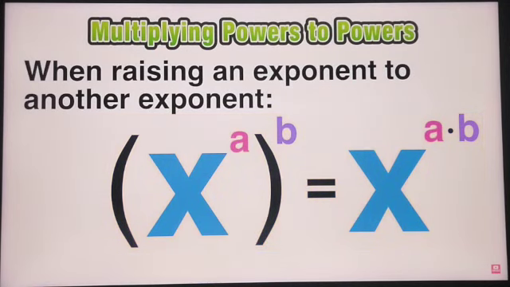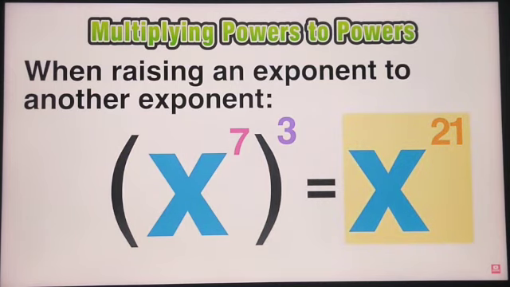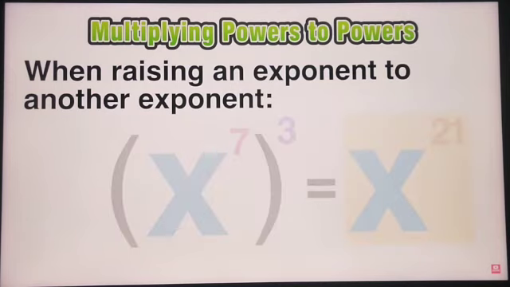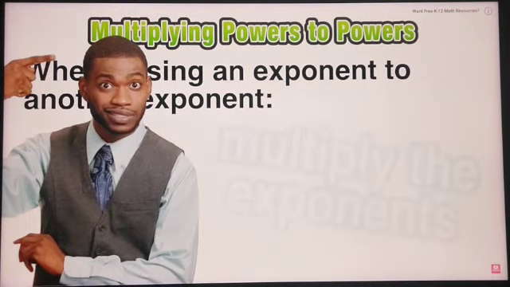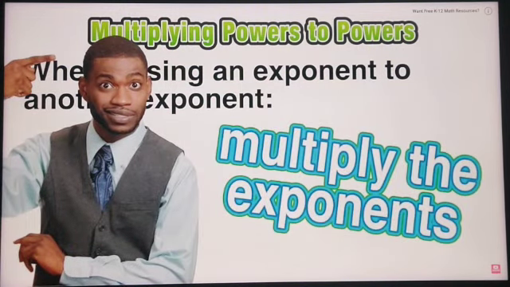So if, for example, we replace those variables a and b with actual numbers, in this case x to the 7th raised to the 3rd power, using this law of exponents, we would have 7 times 3 as our new exponent, which would equal x to the 21st power, which is our simplified form answer. So in addition to understanding the concept, the main part of the procedure to remember here is that when you raise an exponent to another exponent, you multiply them.